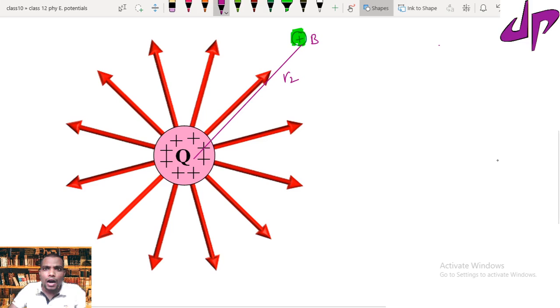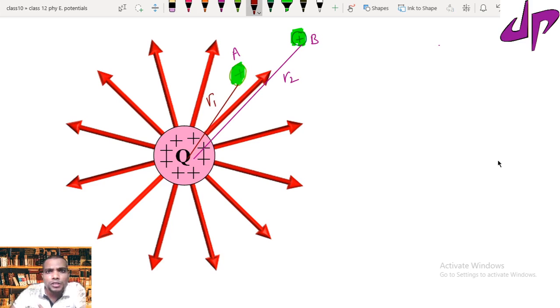Now I apply a force on this test charge and displace it within the electric field to a point A. This point A is at a distance r1 from the source charge. To move the test charge from point B to point A, I apply a force. This is the force applied by me.